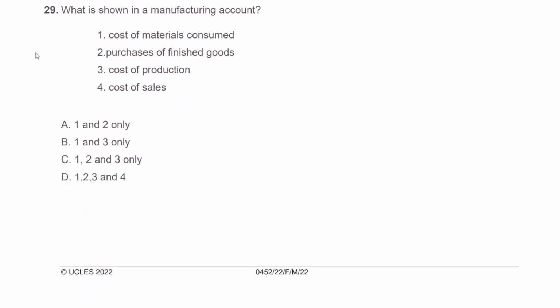What is shown in a manufacturing account? Cost of materials consumed, purchases of finished goods? Definitely not. We're producing something, we're manufacturing something in a manufacturing account. There's nothing to do with finished goods. Cost of material, yes, that is true. That's part of prime cost, direct material. Cost of production, that is part of manufacturing. That's what we calculate in manufacturing. Cost of sales, no, that's part of the income statement. 1 and 3 only.